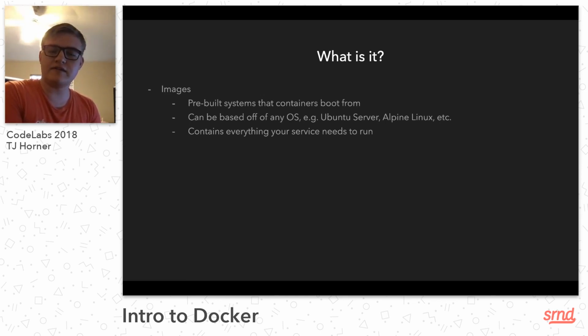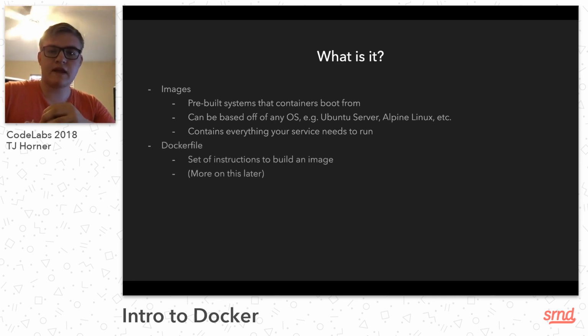So Docker runs on images that are very similar to virtual machine images, and they're basically pre-built containers that are built by the community or by Docker, by whoever, that the containers boot from. And they can be based off of any OS, like Ubuntu server, Alpine Linux, even Windows servers, if you want to use Windows. But images are little packaged files that have everything that your service needs to run. And these images are built with Dockerfiles. We'll learn more about Dockerfiles later.